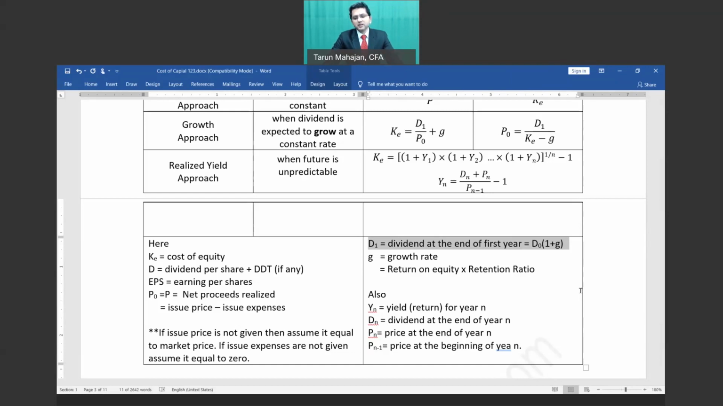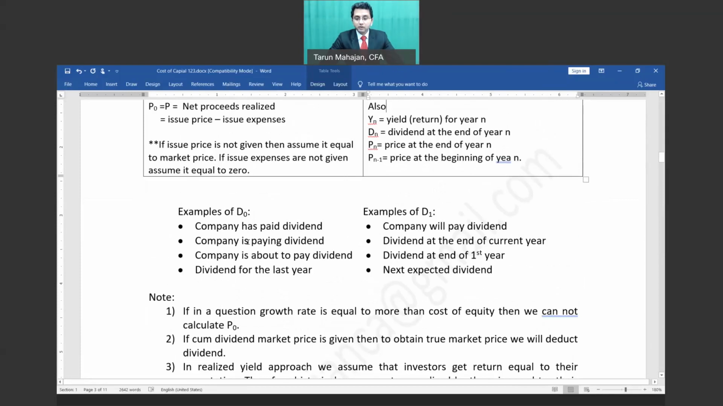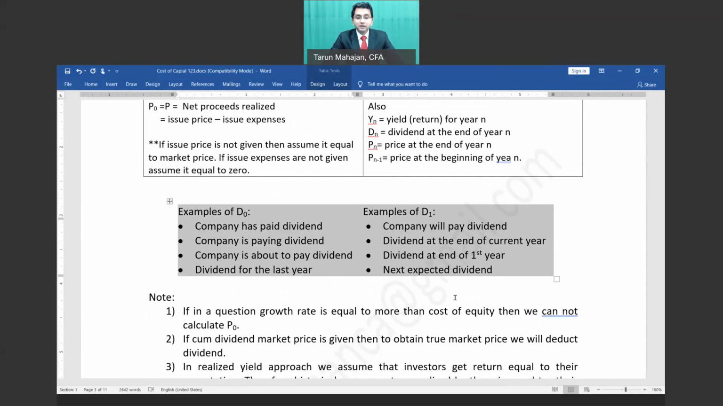Now, all these questions cause a whole lot of trouble. Many times it is not really easy for you to interpret what is D0 and what is D1. So look here, if they have given D0, then you will have to add growth to it to arrive at D1. But if it is already D1, then you can directly put it into the formula.